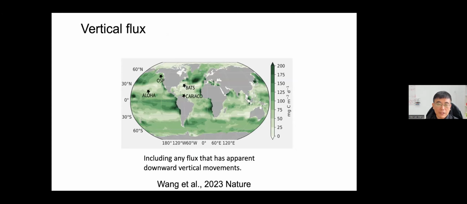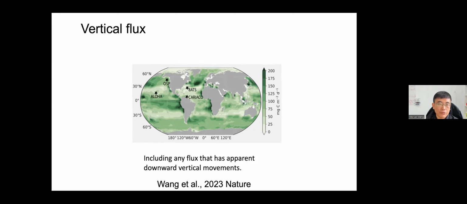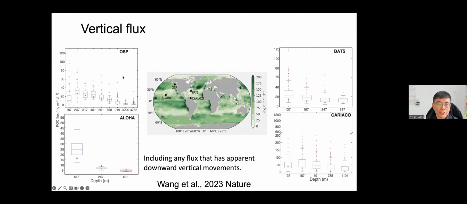The spatial pattern is not surprising. We have low vertical flux at all subtropical gyres and high flux in the Southern Ocean convergence zone and the equatorial upwelling regions, and also moderate latitudes in the North Pacific and North Atlantic. To validate our model results, we compare the vertical flux to the sediment trap measurements at four stations: Ocean Station Papa, BATS, Aloha, and Caracal.